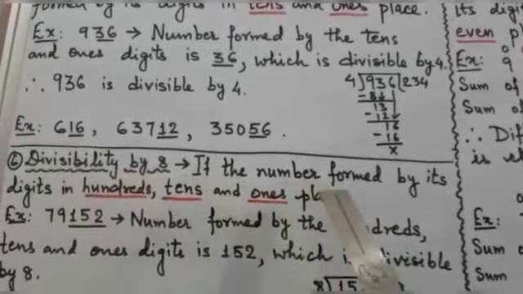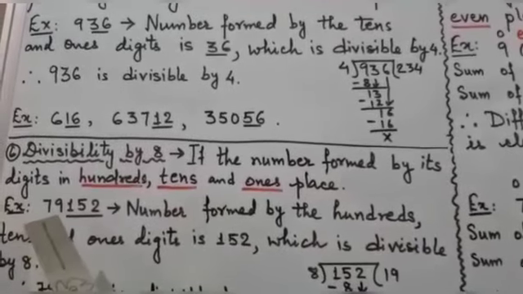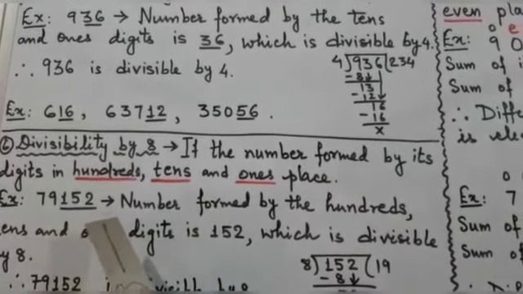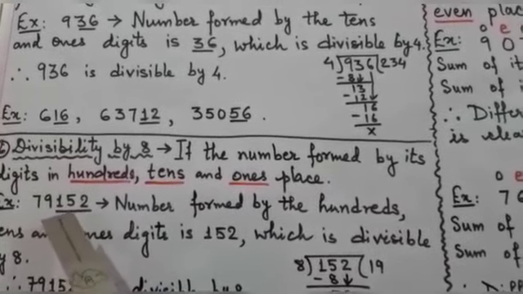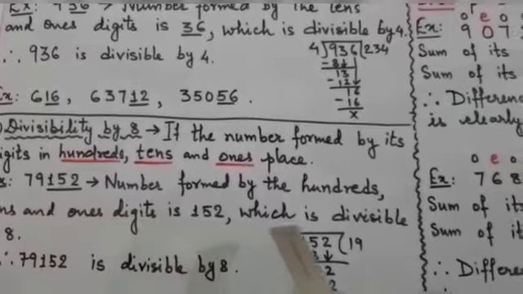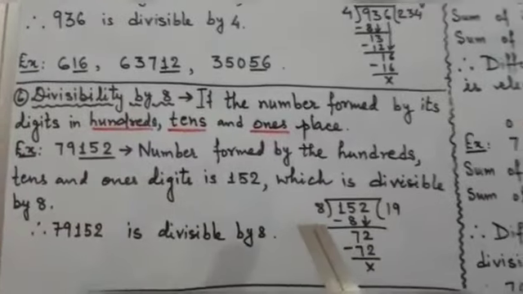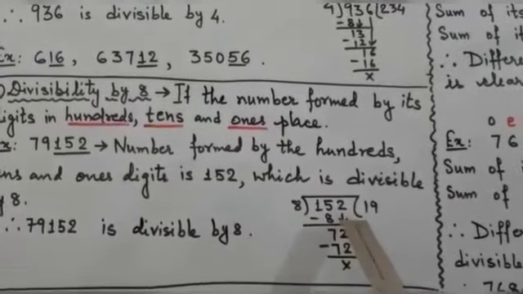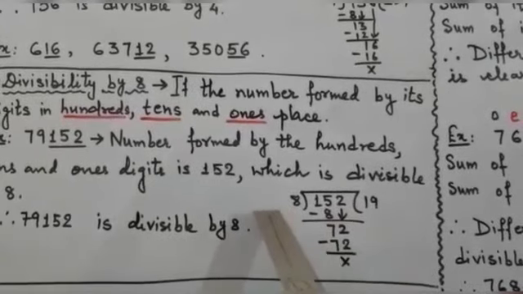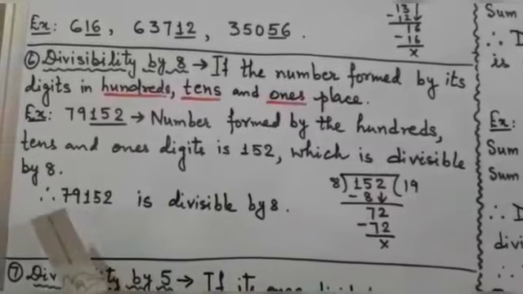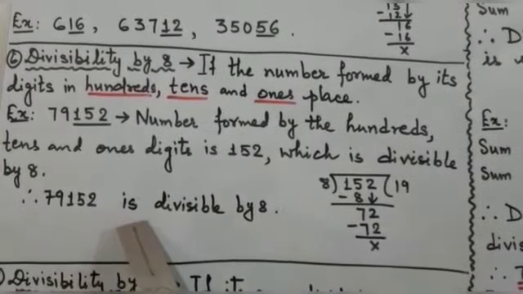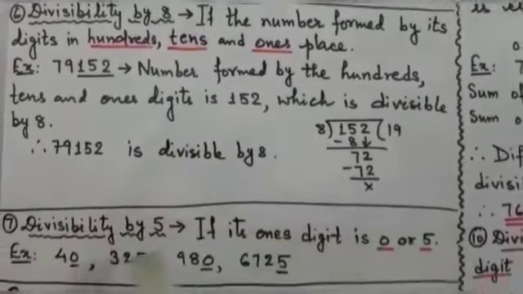Next, divisibility by 8. If the number formed by its digits in the hundreds, tens and ones place is divisible by 8. In this question, 79,152: hundreds, tens and ones digit is 152, which is divisible by 8. Just have a look: 152 divided by 8, quotient is 19, remainder is 0. Therefore 79,152 is divisible by 8.